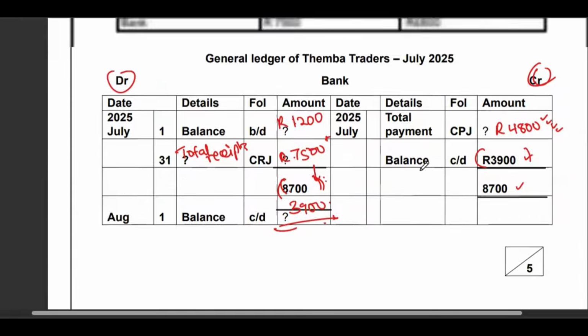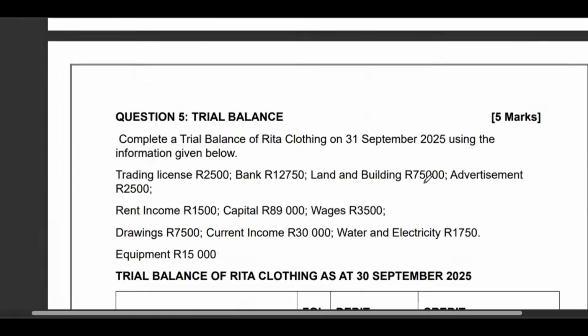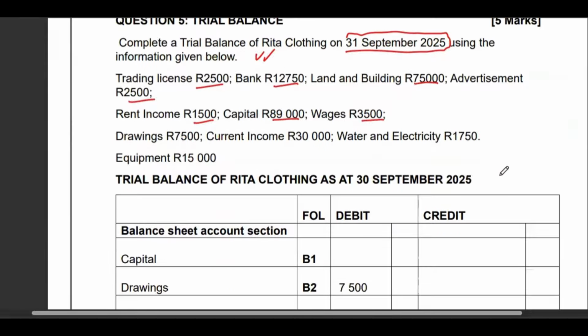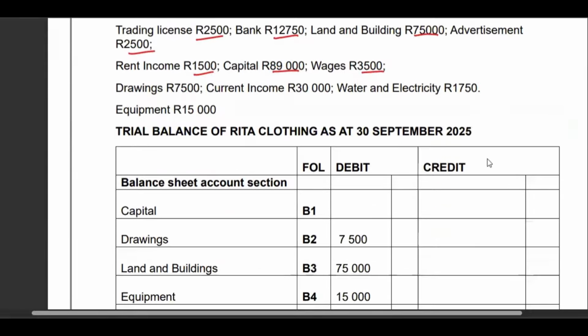So that is that. Okay, let's move on to question 5, which is the trial balance. Complete the trial balance of Rita Clothing on the 31st of September 2025 using the information that is given below. So number 1, there is a trading license of 2.5. Then there's a bank of 12,750. Land and building is 75,000. Advertisements is 2.5. We have rent income 1.5. Capital is 89,000. The wages are 3.5. And then we have drawings of 7.5. The current income of 30. Water, electricity is 1,750. And then equipment is 15,000.